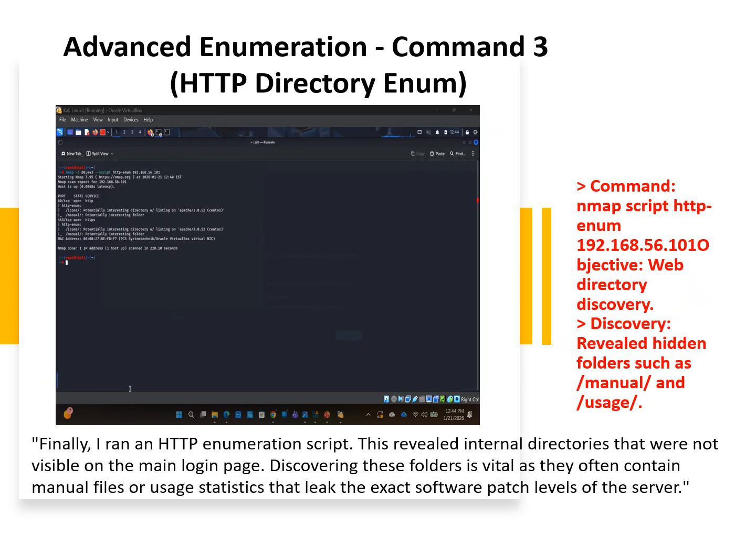Finally, I ran an HTTP enumeration script. This revealed internal directories that were not visible on the main login page. Discovering these folders is vital as they often contain manual files or usage statistics that leak the exact software patch level of the server.